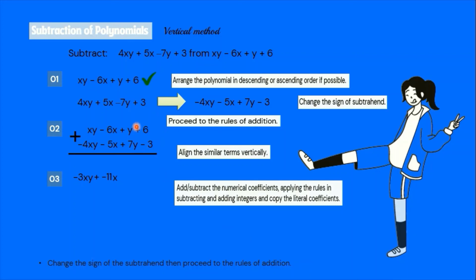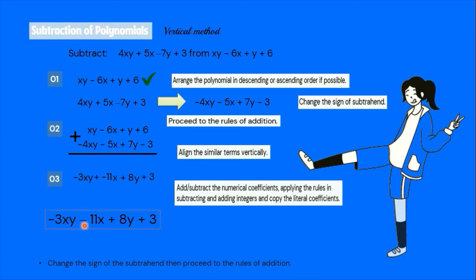Sumunod nating terms, y. Wala siyang visible na numerical coefficient, so this is 1, positive, dahil positive yung y. And then 7, 1 plus 7, positive pareho ay magiging positive 8. And then copy the literal coefficient y. Last tayo sa constants. Positive 6 plus negative 3. Different signs, so we have to subtract. 6 minus 3 is equal to 3. Magiging positive 3 ang ating sagot dahil 6 is bigger than 3 and 6 is a positive number. Kaya ang sagot natin ay plus 3. Ito na ang ating sagot, or simply, negative 3xy minus 11x plus 8y plus 3.